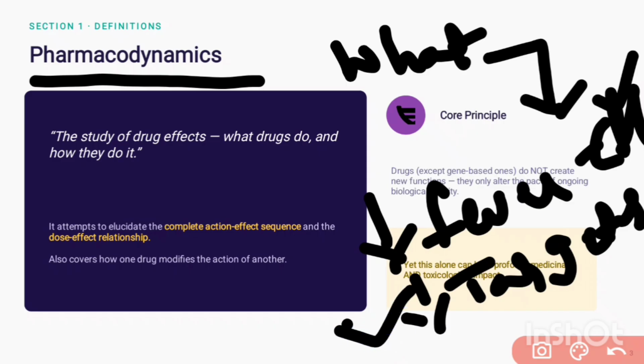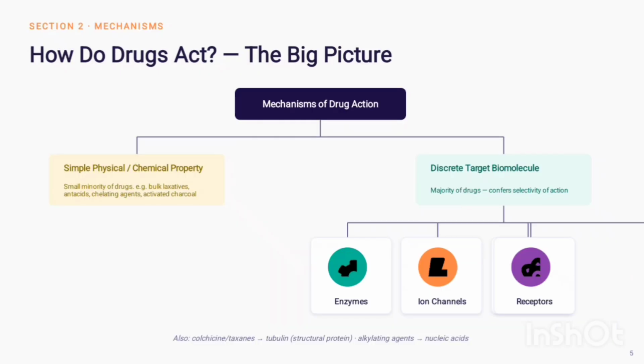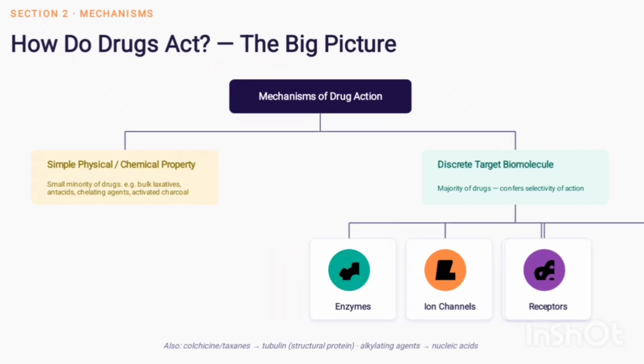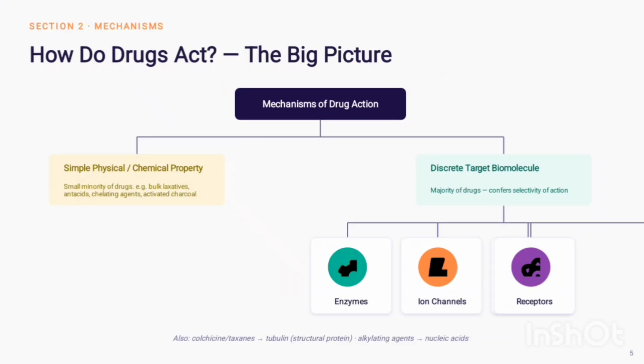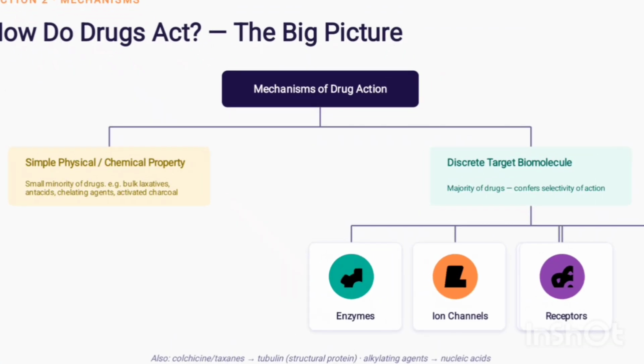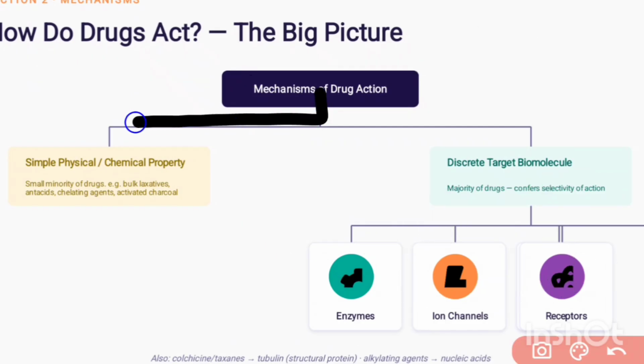Mechanism of action is nothing but what? The targets of the drugs. So this is what pharmacodynamics is. Here, the targets for the drugs are of two types: protein-based targets and non-protein-based targets.